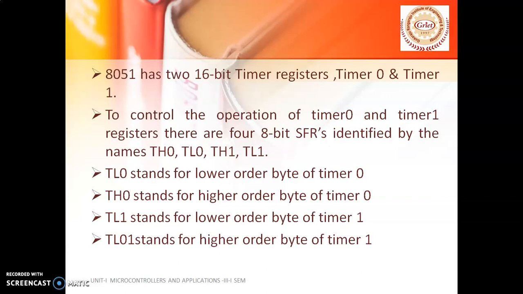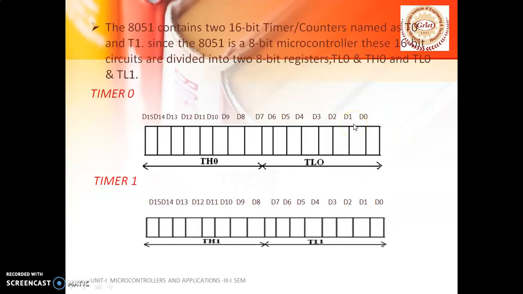Coming to the next one, the 8051 has two 16-bit timer registers, that is timer 0 and timer 1. If you see this diagram, this is timer 0 which is a 16-bit register, and timer 1 which is a 16-bit register. We know that the 8051 microcontroller is an 8-bit microcontroller. As it is an 8-bit microcontroller, it cannot access 16-bit data directly. So those registers have been divided into two 8-bit registers.